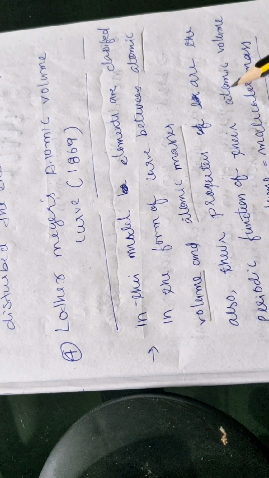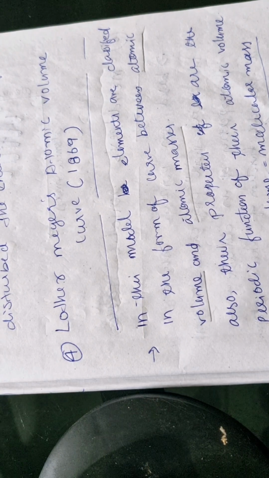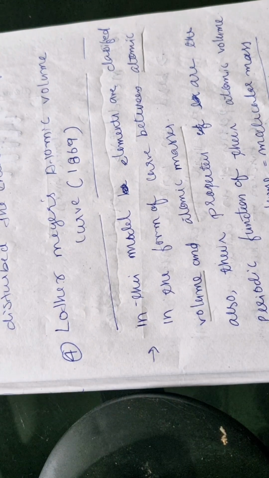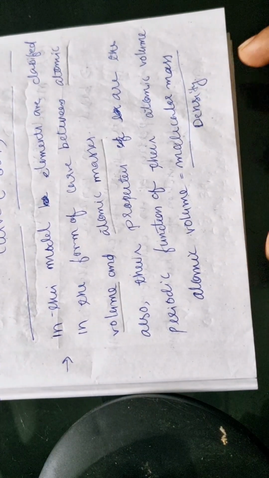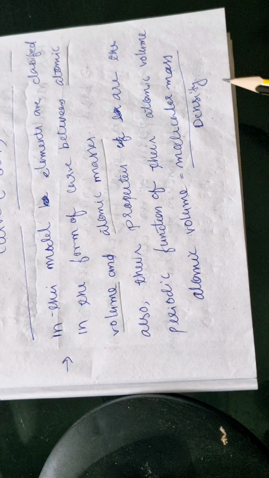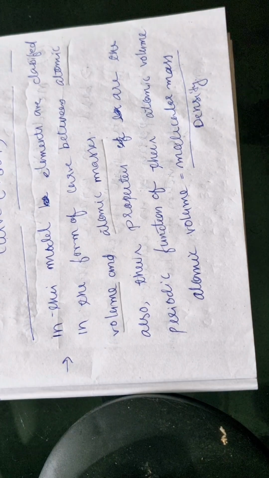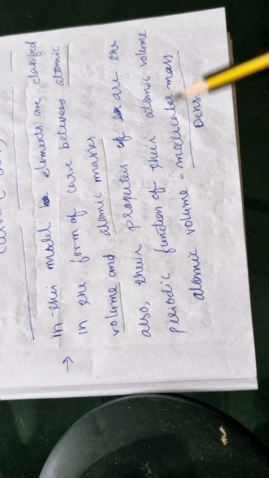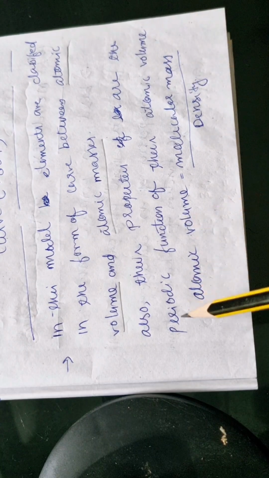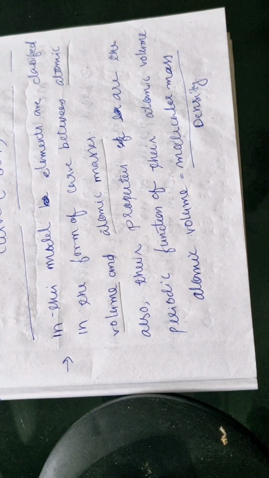Also, their properties are periodic functions of their atomic volume; he found that the properties are periodic functions of the atomic volume. So what is atomic volume? Atomic volume means the molecular mass divided by density. The molecular mass of the element divided by the density of that element is the atomic volume. So he found that the atomic volume is the reason for the properties.